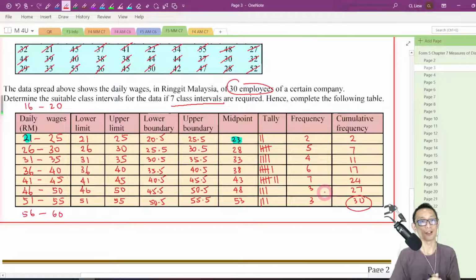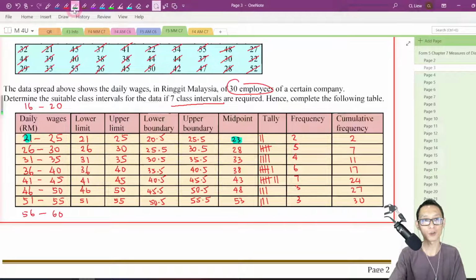Okay, so now you have learned about lower limit, lower boundary, upper boundary, how to get the midpoint, and how to get the cumulative frequency. Okay, try to think. Sometimes the question will give you the cumulative frequency, but you need to determine the frequency yourself. So how do we do it? What we did just now is we used the frequency to help us get the cumulative frequency. So how about if we want to use the cumulative frequency to get back the frequency? How to get the answer? We move this aside.